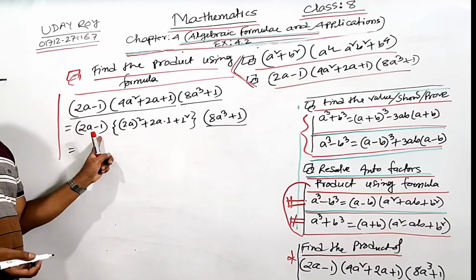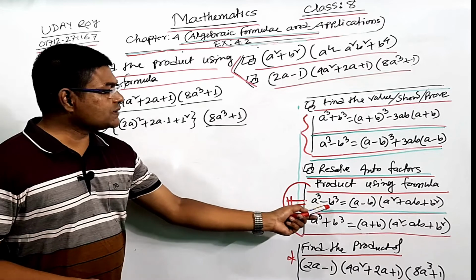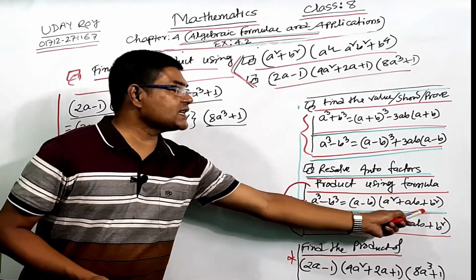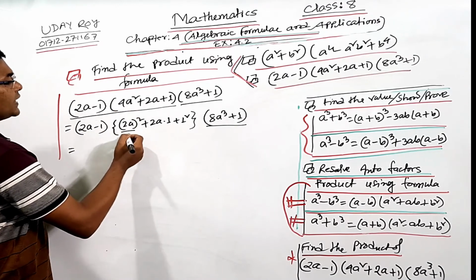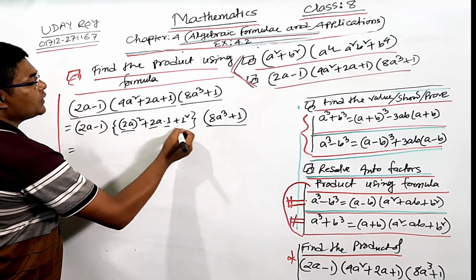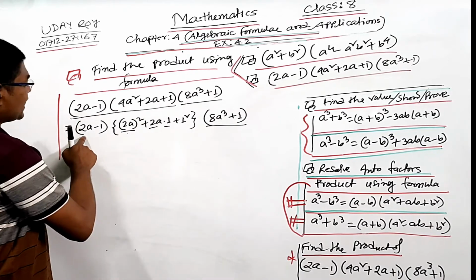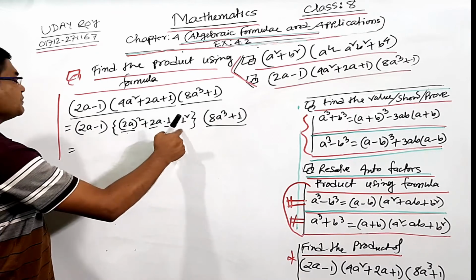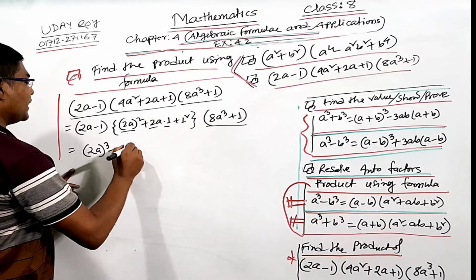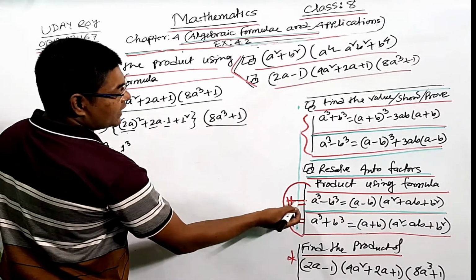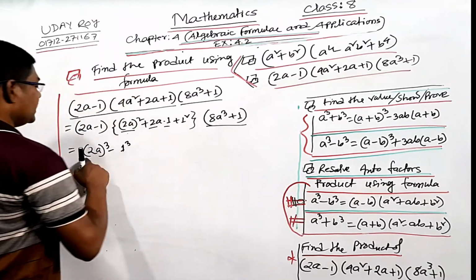Here is 2a minus 1, that means this is a, this is b. So a cube minus b cube equals a minus b, a square plus ab plus b square. So here is 4a square, so 2a whole square, a square plus ab plus b square, and 1 is the b. So a minus b, a square plus ab plus b square, we get a cube minus b cube.